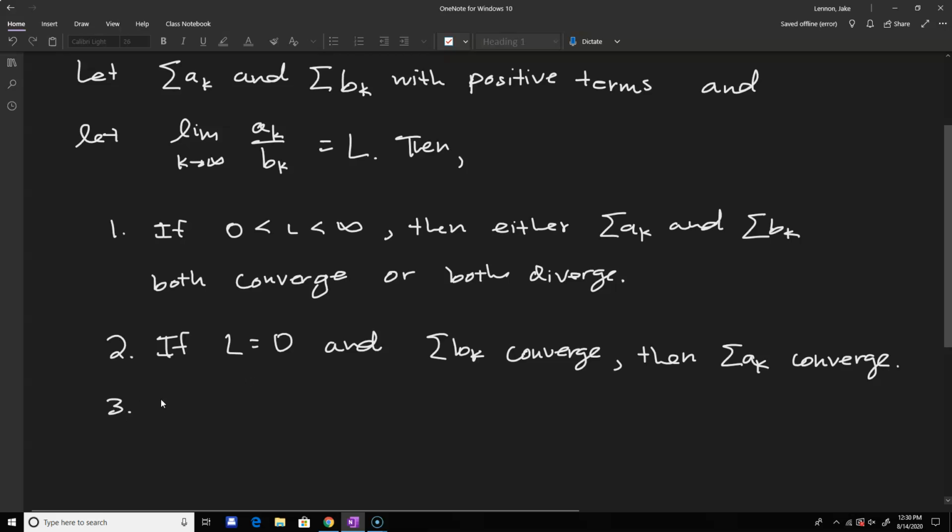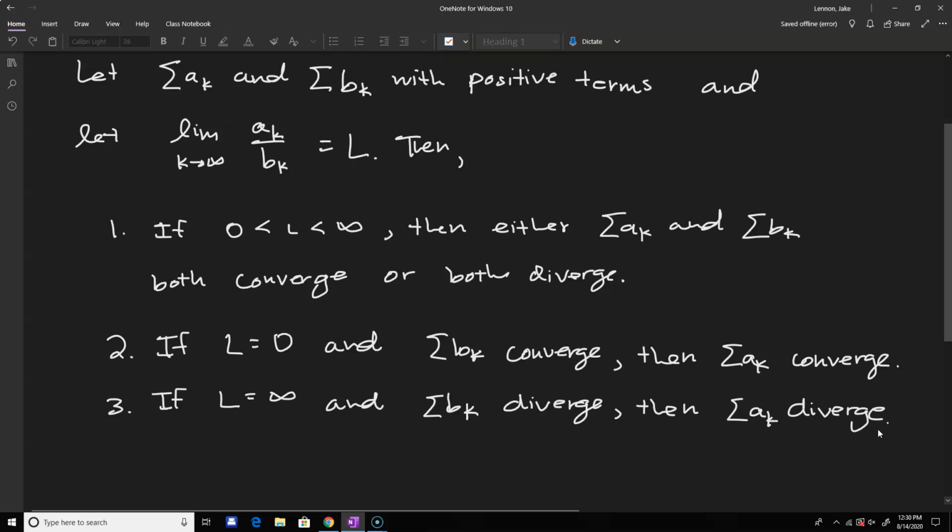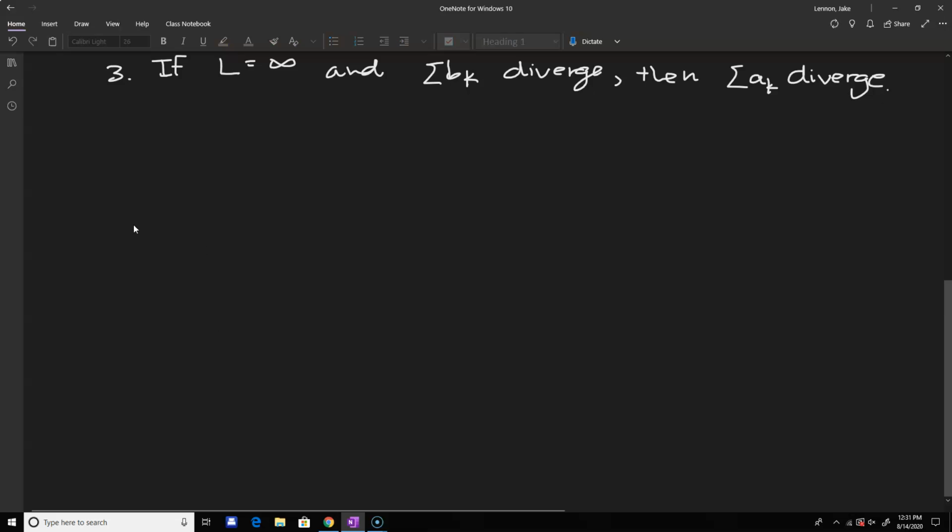And then if L is equal to infinity, we've kind of got the other thing happening. So that means if we know that, say, the b sub k's diverge, that means the a sub k's are growing even faster, so they're going to have to diverge. So those are all the hypotheses for the theorem. So let's go ahead and just look at a couple of examples.